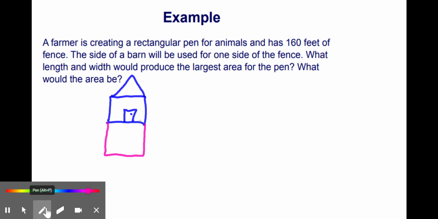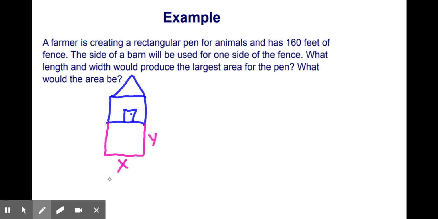Okay, penned in like that. It's going to be rectangular. So he doesn't need any fencing on the side that the barn's on. He just needs fencing on the three pink sides here. So let's call this side X, and we'll call this side Y. And let's see what he wants us to do.